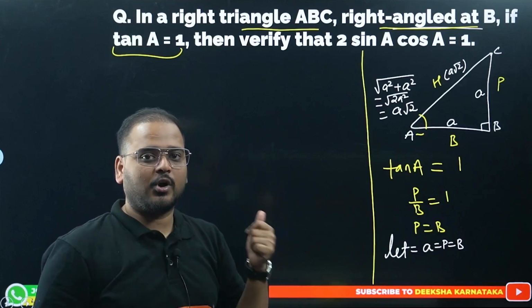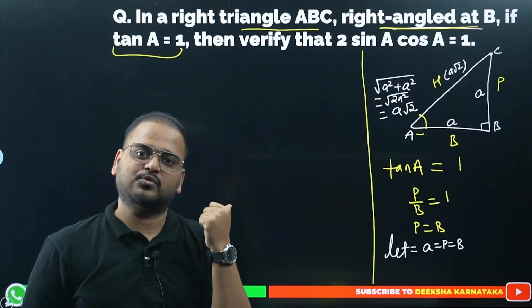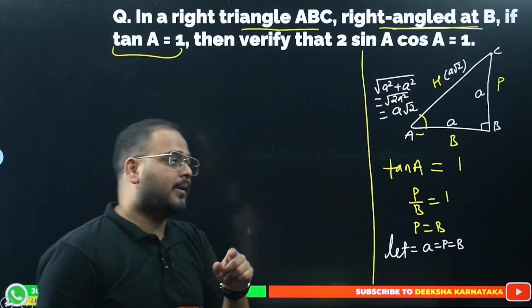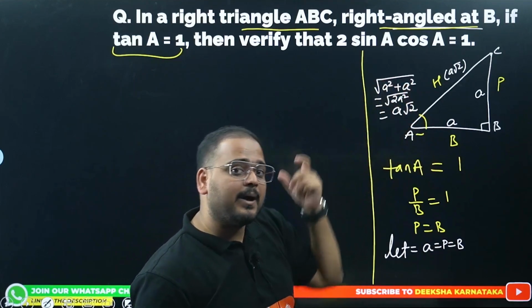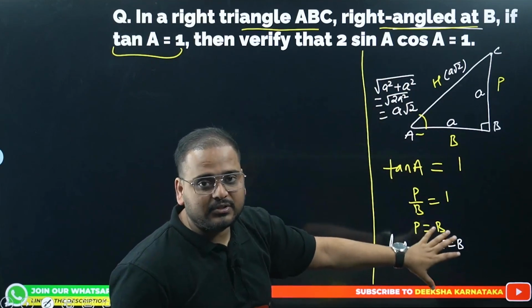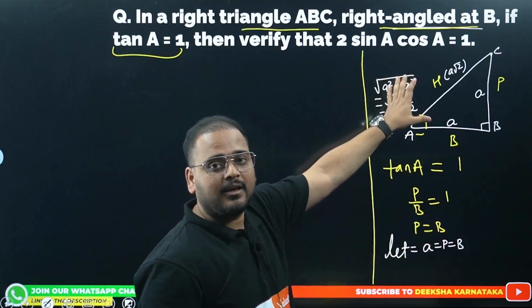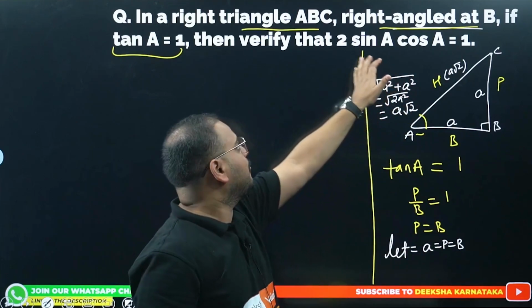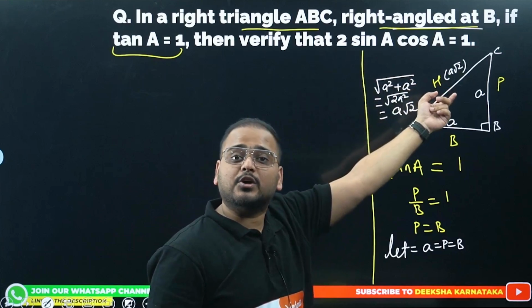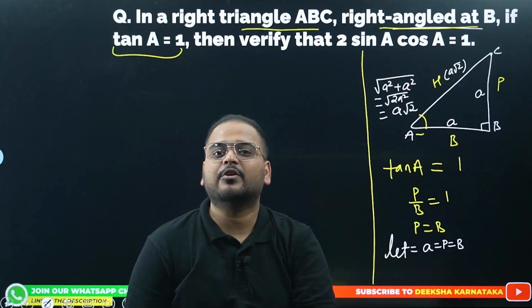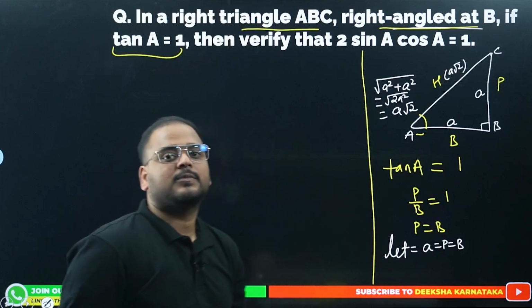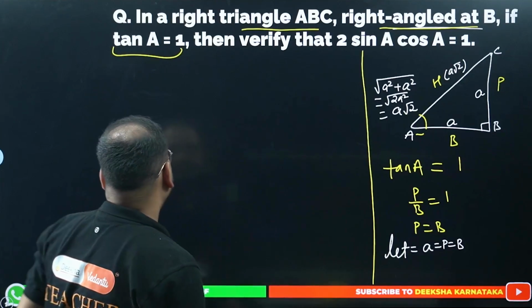Pause the video, solve it and cross check the solution when I am solving it. What am I saying? You know sine is P by H. Cos is B by H. I have given all the information. Find sine A, cos A. Multiply those two with 2 and check if it is coming as 1 or not. Okay, pause the video and then cross check when I am giving you the solution. Okay, so let me continue.